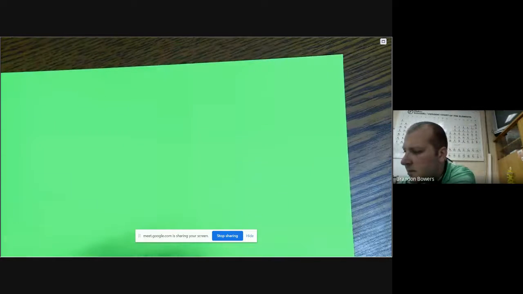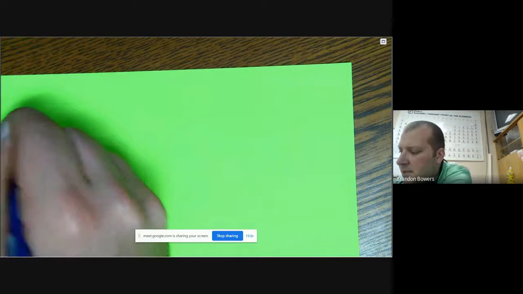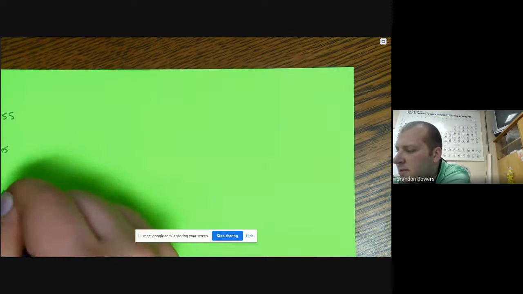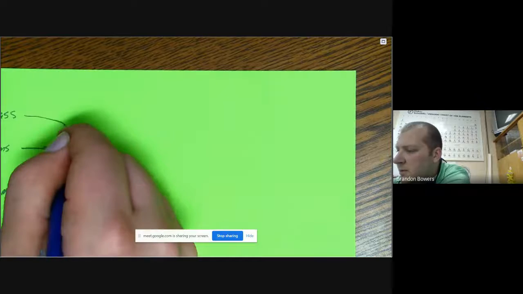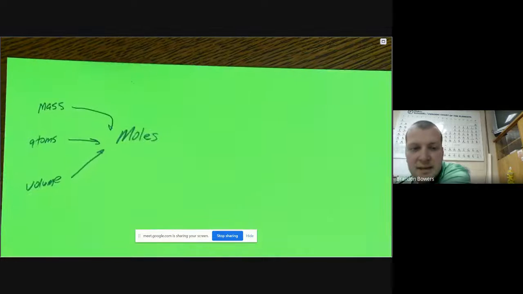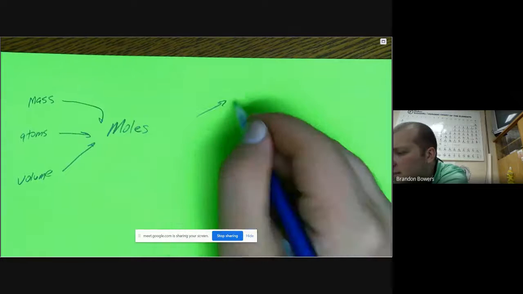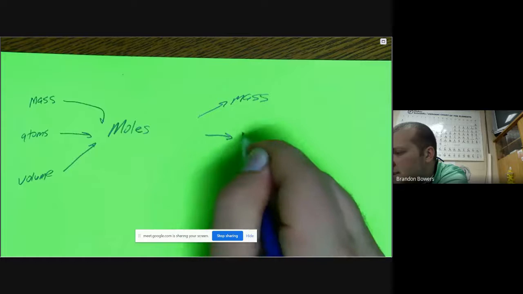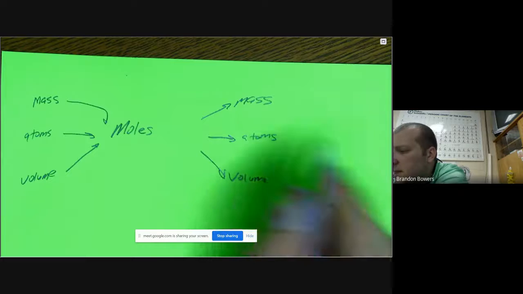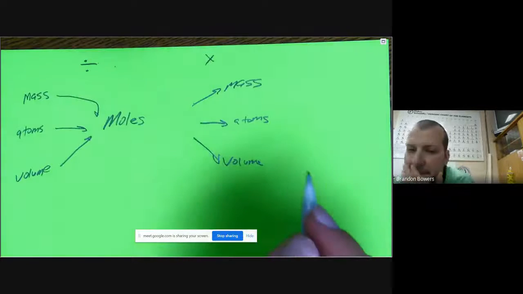So, yesterday we talked about mass, atoms, and then volume, and they all went into the center, which was moles. And then from there we talked about how moles goes back to mass, can go back to atoms, or it can go to volume. We talked about this is the division side, this is the multiplication side, and that's how we set it up.